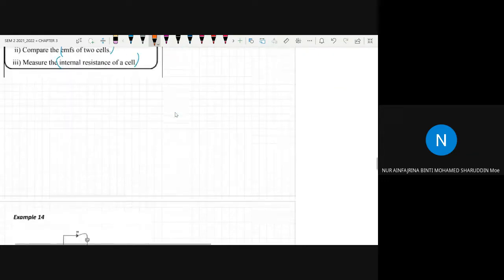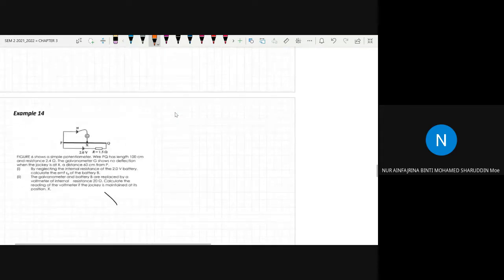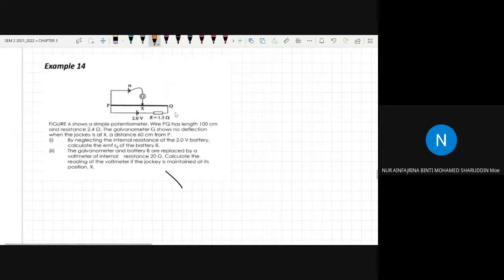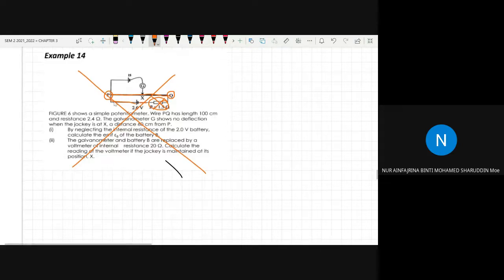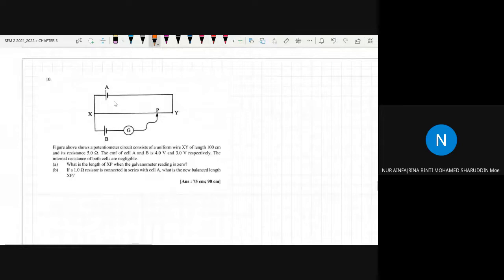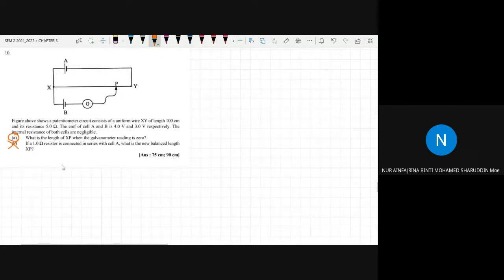Okay. So now example 14. Example 14, I have to cancel this question because untuk awak punya syllabus dia tak boleh ada resistance. So dia salah. Okay. Resistance is only supposed to be in the wire PQ ni. Okay, so I have to cancel example 14. But you can try tutorial question number 10A. Okay, 10B pun tak boleh buat. Okay, can you try 10A? Once you guys are done, tekan nombor 1 di chat box.